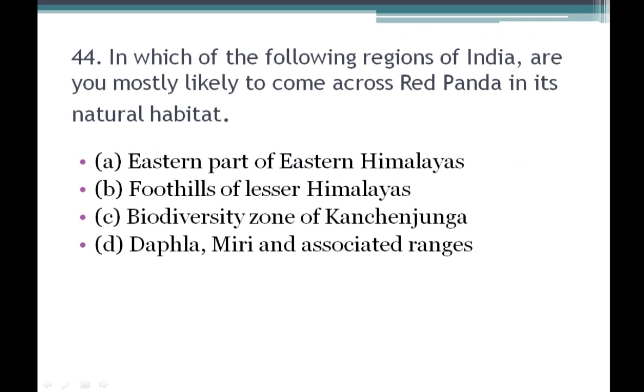Question number 44. In which of the following regions of India are you most likely to come across red panda in its natural habitat? Option A, eastern part of Eastern Himalayas. Option B, foothills of Lesser Himalayas. Option C, biodiversity zone of Kanchenjunga. Or option D, Dafla Miri and associated ranges. The correct answer is option C, that is biodiversity zone of Kanchenjunga.